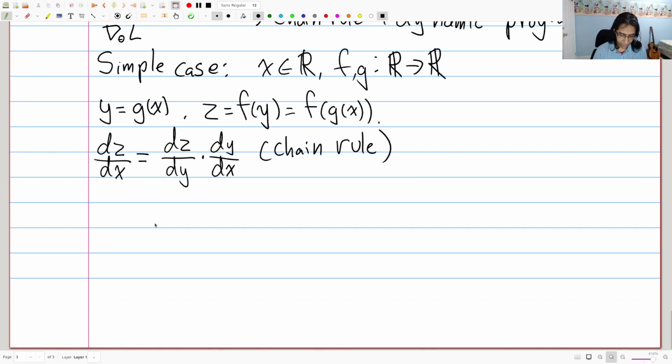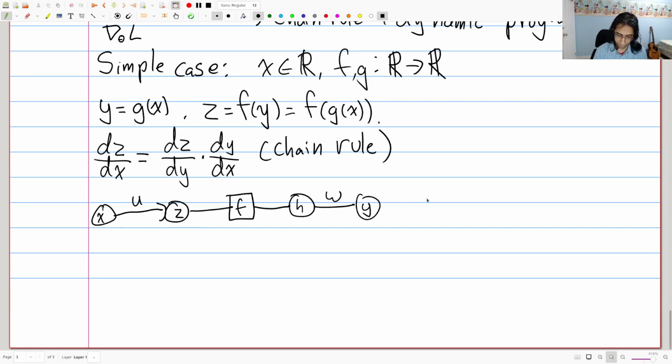So let me maybe draw a picture to try to hammer this home a little bit more. I'll just draw a very, very simple and kind of dumb neural network. X, U, Z, put it through a nonlinearity, F, and then out here comes another thing, H, W, Y. Suppose what we want is, recall, the derivative of some loss function. Let's put it through and we get L. What we want is dL with respect to W, and dL with respect to U, because those are our two parameters in this very simple neural network.